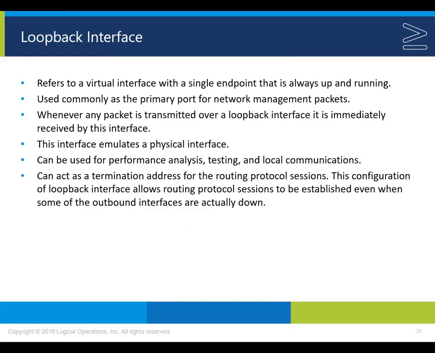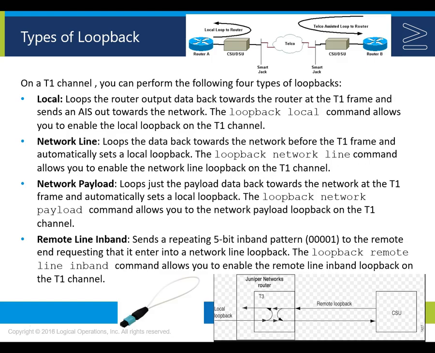So the loopback interface is commonly used for management packets as a primary port for the management practices. Any packet transmitted over a loopback interface is immediately received by this interface. It emulates a physical interface, used for performance analysis testing, and can act as a termination address for routing protocol sessions. And I think BGP actually recommends that you use a loopback for the destination IP, because again, they don't go down. They stay up. They do emulate physical interfaces, but unlike a physical interface, they don't go down.